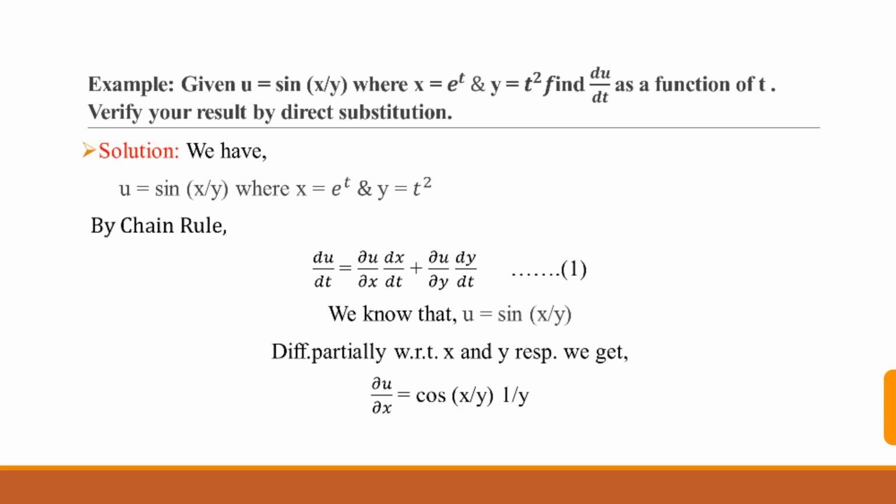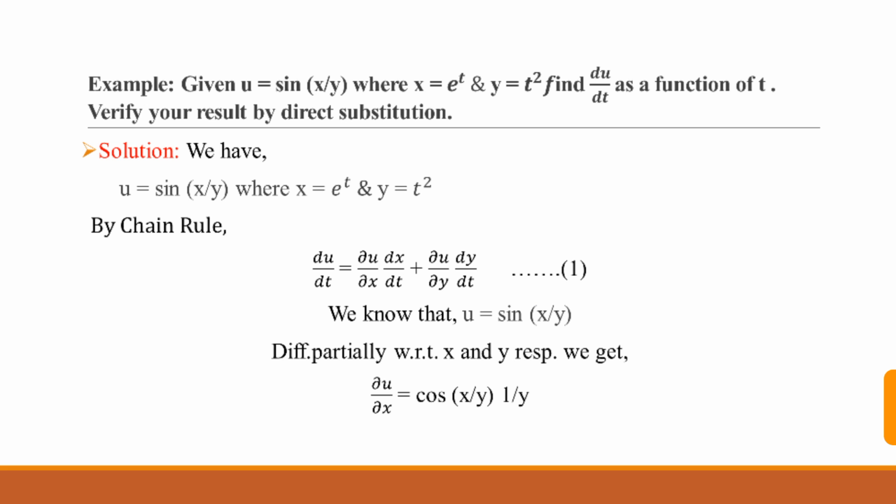Let's start the solution. We have u is equal to sin of x upon y, where x is equal to e raised to t and y is equal to t square. That means u is a function of x and y, and x and y are functions of t. That means u is indirectly a function of t, and therefore here we can use the chain rule. By using the chain rule, du by dt is equal to del u by del x into dx by dt plus del u by del y into dy by dt. I call this equation number first.